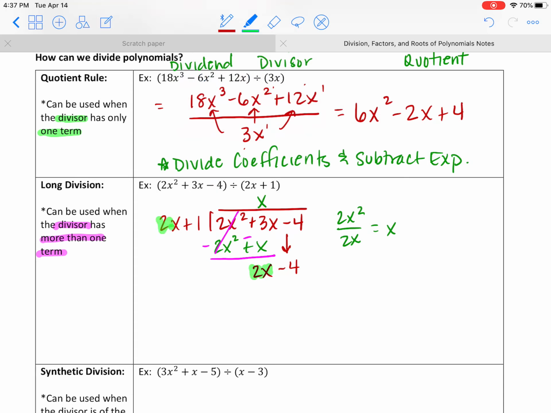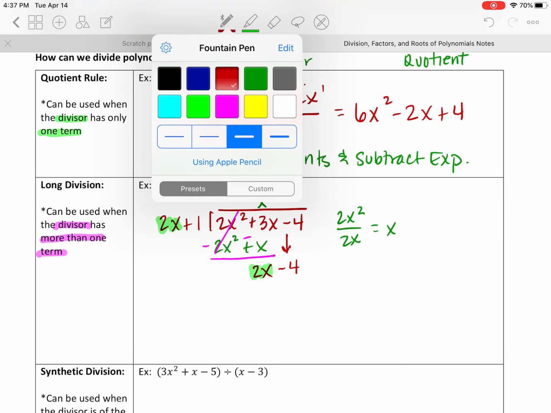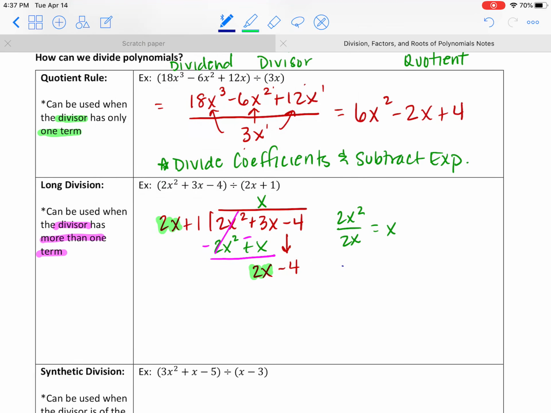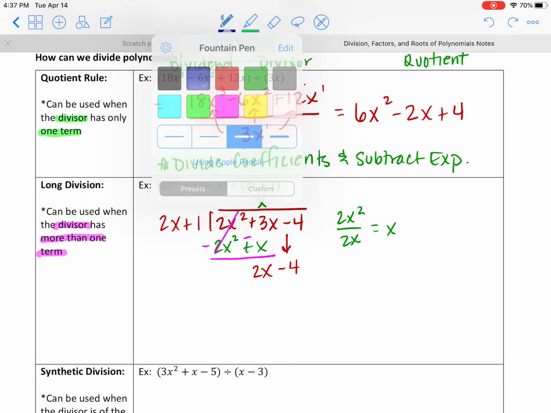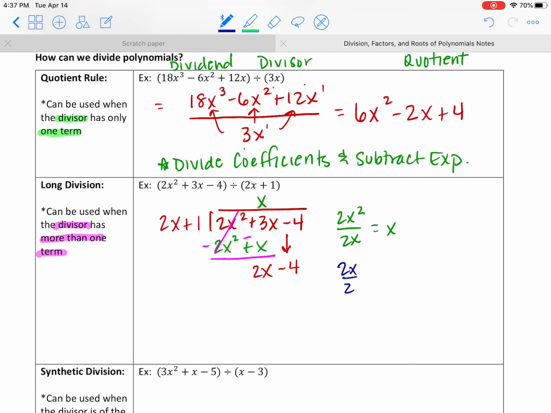So we're taking our first term and dividing by our first term. So 2x divided by 2x is just going to be 1. So a positive 1 is the next part of my quotient. And then I'm going to multiply it. 2x times 1 makes 2x, and 1 times 1 makes 1.